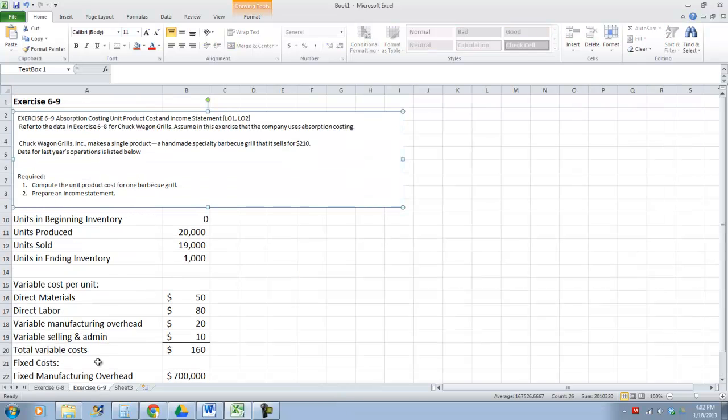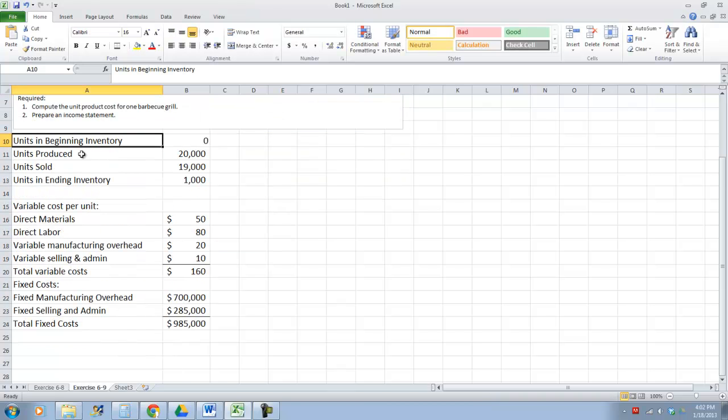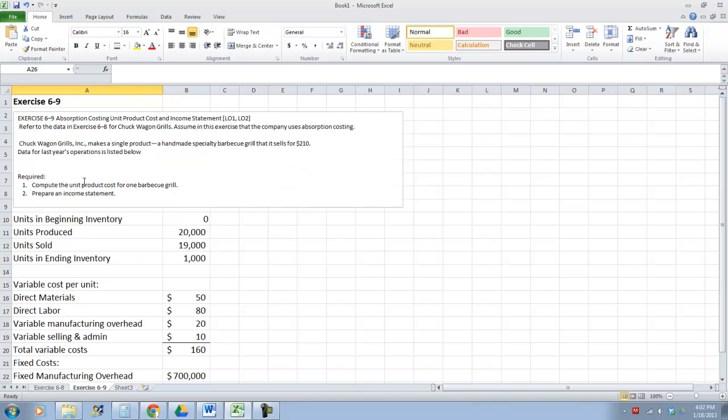Now the next exercise we're going to cover is 6-9. This is using the same data as 6-8 from Chuck Wagon Grill, but now we're going to do the absorption costing. And so we're going to see the difference between the two. So again, the units produced, the inventory being sold, this is all given in the problem. The variable cost is all the same as exercise 6-8, but now we're going to do absorption costing. So requirements: compute the unit product cost for one barbecue grill, assuming absorption costing, and prepare an income statement.